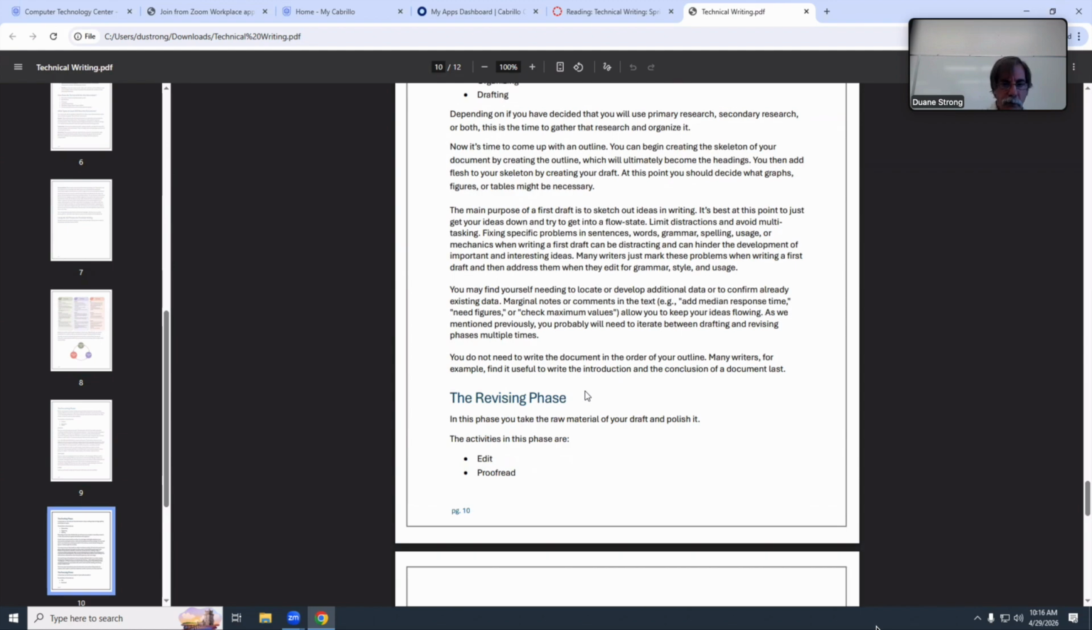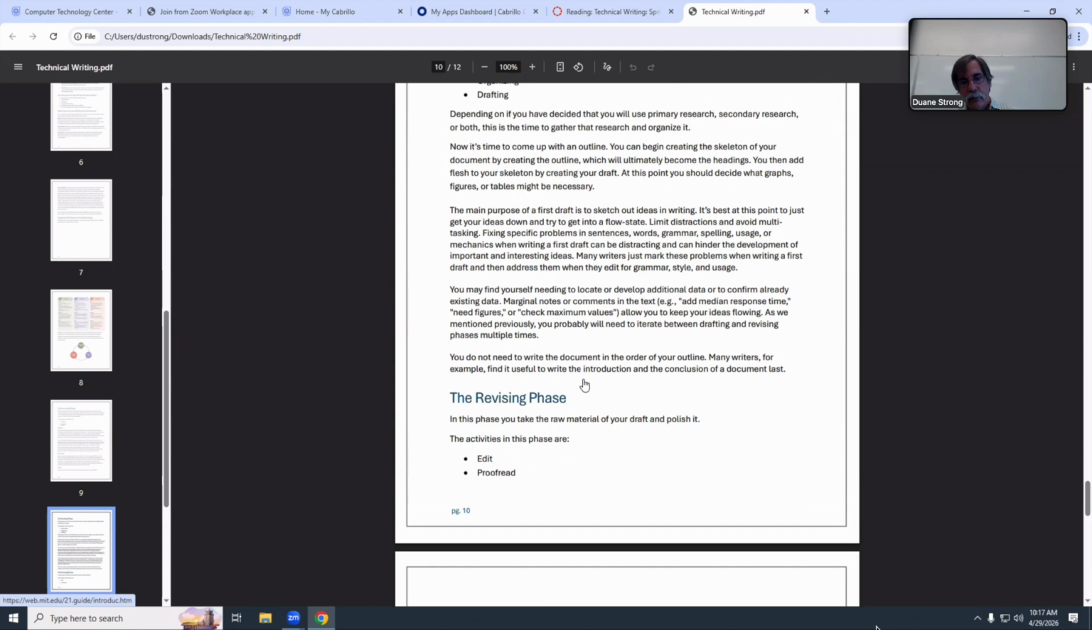As you're doing your draft, you might find that you need to locate or develop some more data, or confirm some of your existing data. So again, just write some notes in the comments. I need to add something about this median response time, or I need some figures, or I need to check the maximum values. Don't go off and look at that yet. Just make a note of it. Keep moving forward. Just keep your flow going.